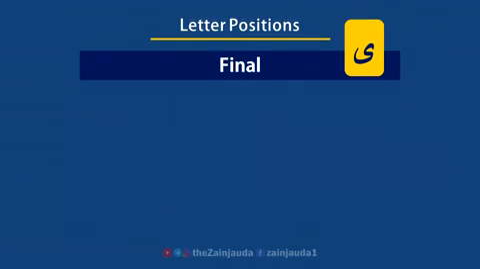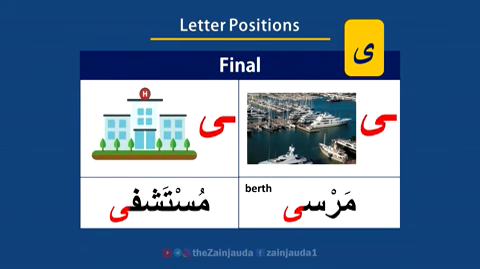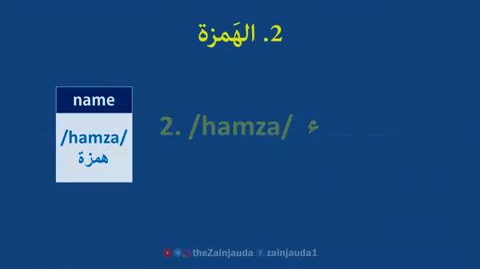الألف المقصورة. As far as الألف المقصورة, it comes only in a final position and always is pronounced as a. Examples of it are مرسى, مستشفى. That's all about alif. Now let's talk about al-hamza.